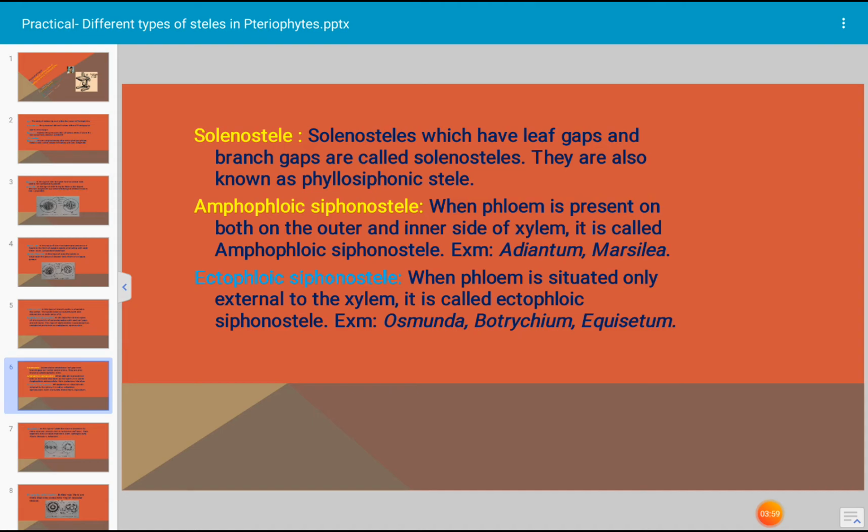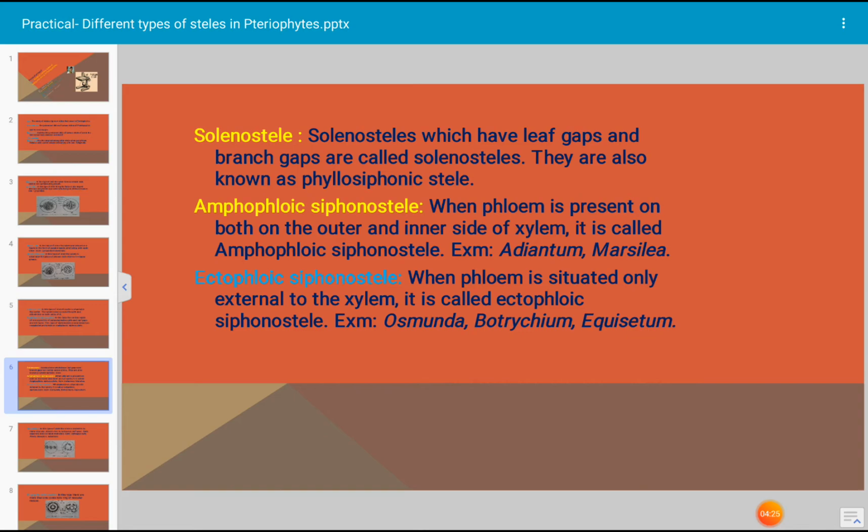Next type of stele is Amphiphloic Siphonostele. In this type of stele, when phloem is present on the outer and inner side of xylem, it is called Amphiphloic Siphonostele. Such types of steles occur in the pteridophytic plants Marsilea and Adiantum. These both are pteridophytic plants.